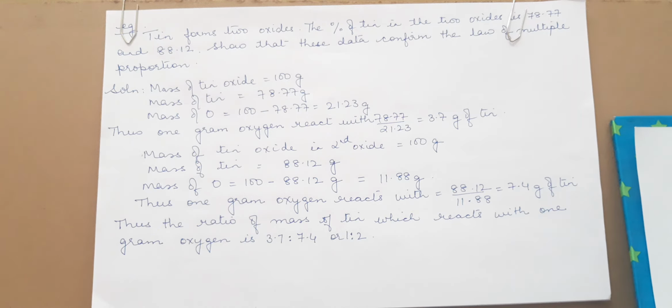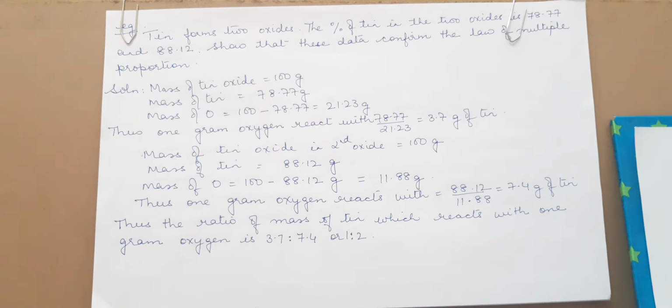Show that these data confirm the law of multiple proportion. Once again, tin forms 2 oxides. The percentage of tin in the 2 oxides is 78.77 and 88.12. So that means, suppose I take the mass to be 100. In the first oxide, the mass is 100. The percentage of tin in that first oxide is 78.77. That means in 100, 78.77 is tin.